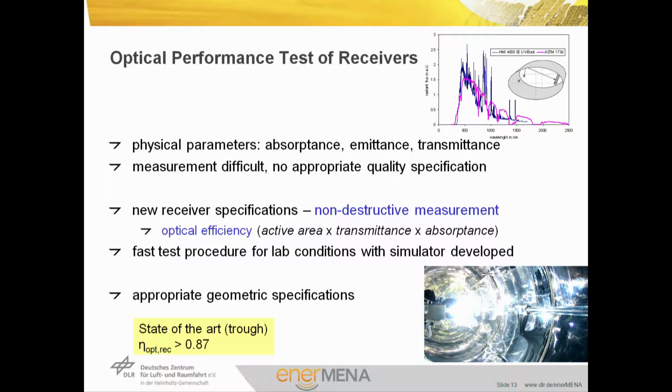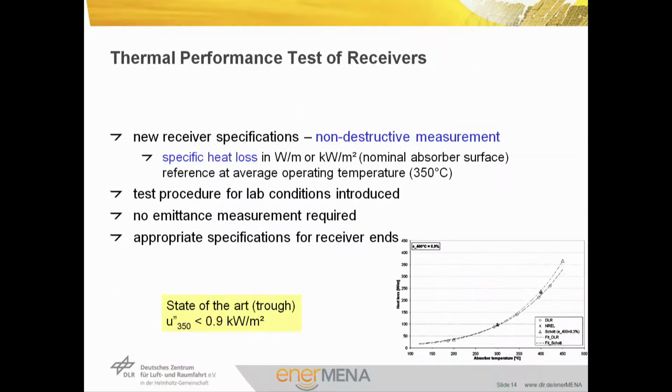The overall performance of a state-of-the-art receiver for parabolic trough collectors is more than 87%, including the effects of size, of transmittance, and of absorptance of the tube. Thermal losses occur due to the high temperature of the absorber tube. We can measure them also with a non-destructive measurement. We have test procedures that don't require emittance measurements, and get to appropriate specifications for the receivers.